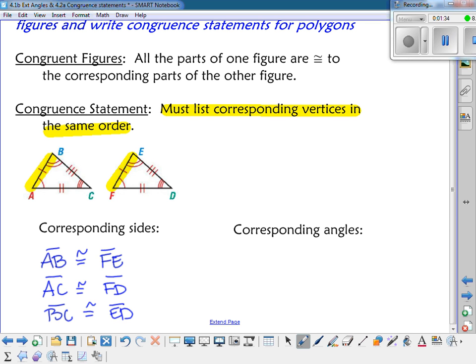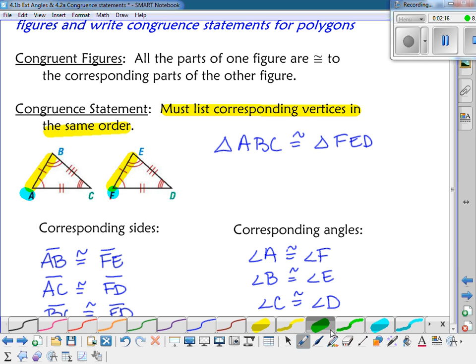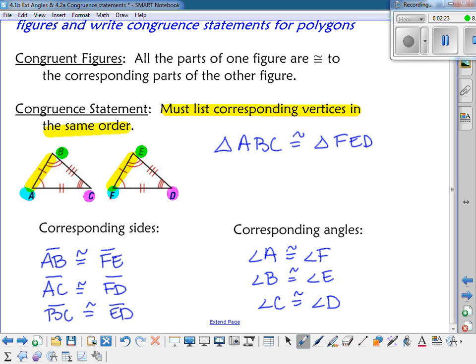My corresponding angles: angle A is congruent to angle F, angle B is congruent to angle E, and angle C is congruent to angle D. So now when I write my congruence statement, I see that A and F should be in the same position, B and E, and C and D. So what I mean by that is I can say triangle ABC is congruent to triangle FED, because in my figure, A corresponds to F, B corresponds to E, and finally C corresponds to D.